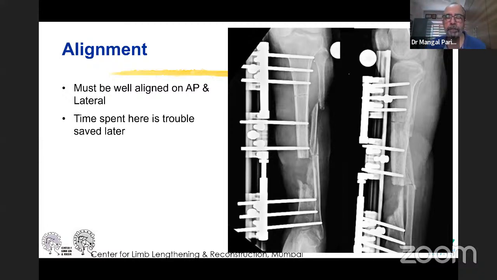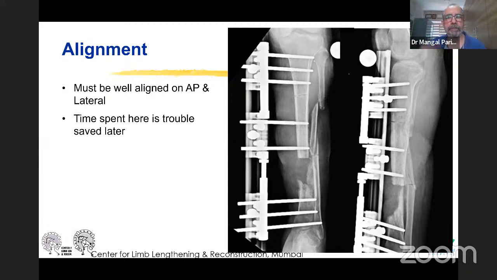So before you put in your second and third pins, which would be the third and the fourth pins, closest to the fracture, you have to ensure that the alignment on the lateral view is good, because the fragments can still move around those two pins that you have put. And there are different ways to achieve that. You can keep a bump under the apex of that angulation, a bunch of towels maybe.